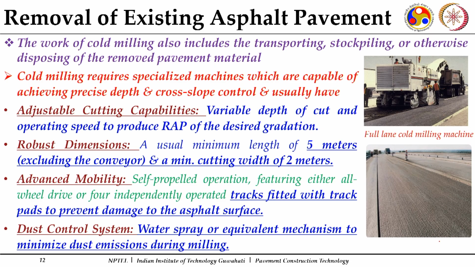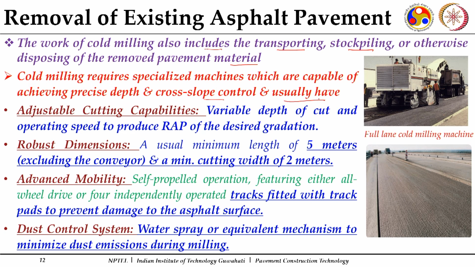Now once this reclaimed asphalt pavement material is with us, it is usually either used at the site itself by hot in-place recycling, or many times it is transported, stockpiled at some location, and then used whenever it is required. So the work of cold milling can also include transporting, stockpiling and otherwise disposing of the removed pavement material at some suitable location. Now cold milling requires specialized machines which are capable of achieving precise depth and cross slope.